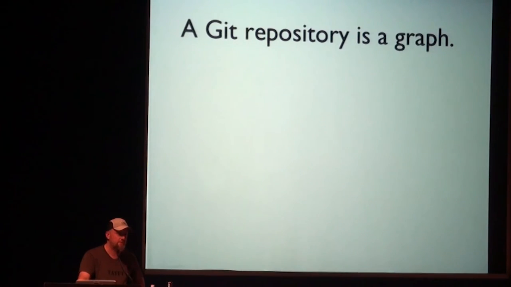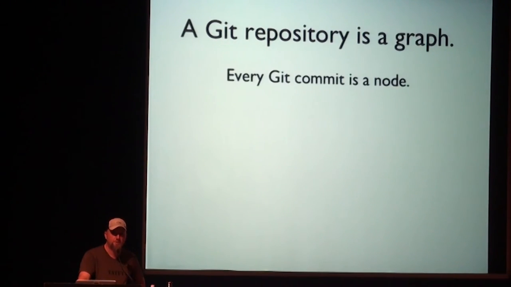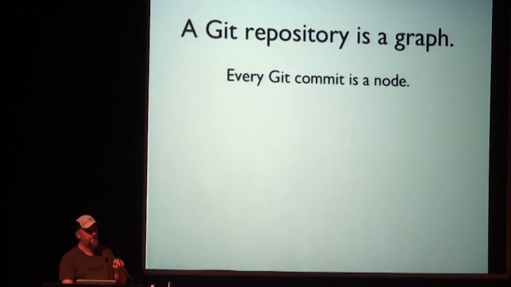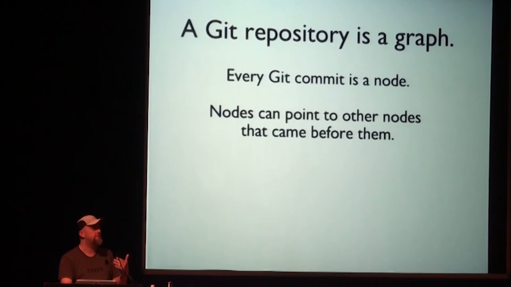A Git repository is a graph. Every commit in Git is a node in that graph. It's a point in history where something happened that you care about, and you said, this is this version as of this point in time, and here's what's interesting about it. And unless it's your very first one, it has some history that came before it, so nodes can obviously point to other nodes that they're based on.